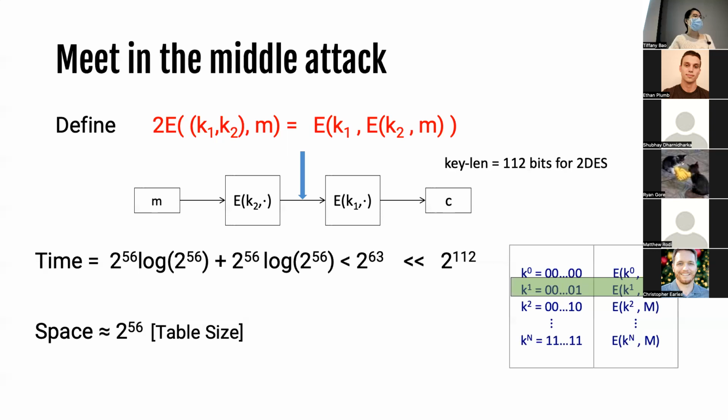But also, there is a time that we need to compare these values. And for that, you could probably have something like log of 2 to the 56 times. So in total, that's going to be much smaller than 2 to the 112 times. And in this case, we can break this 2DES algorithm.